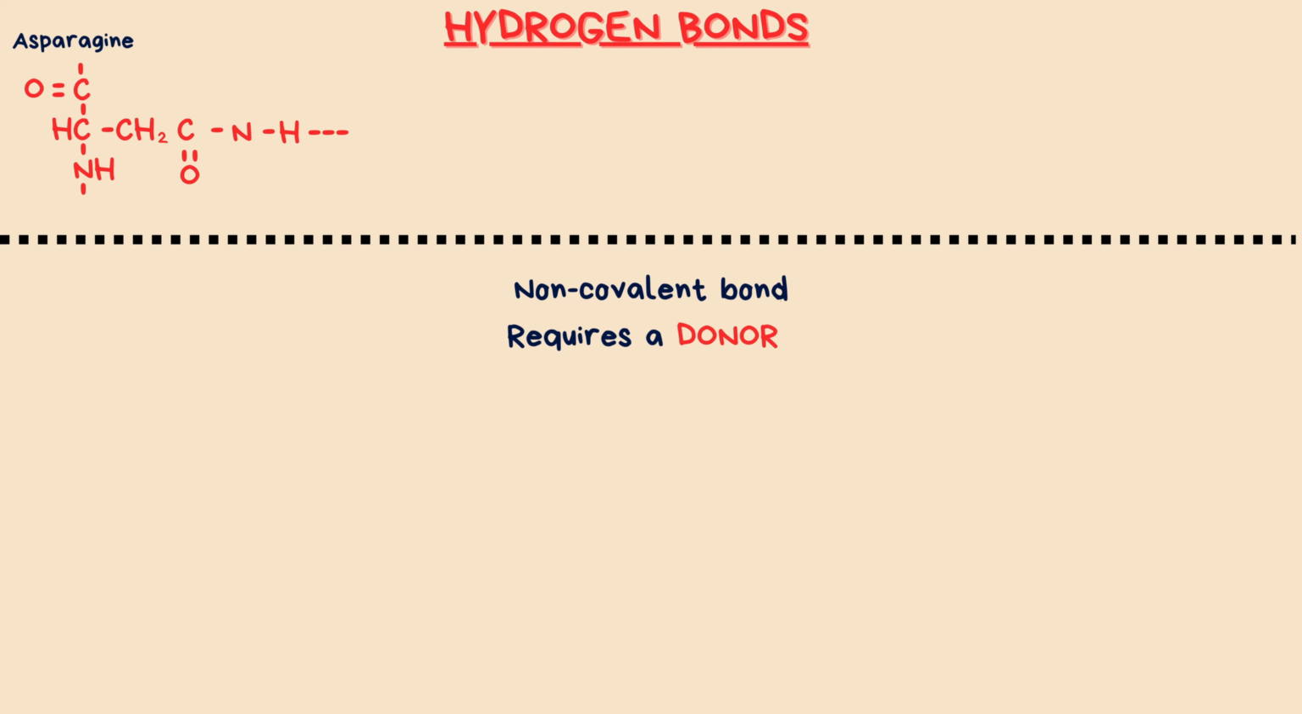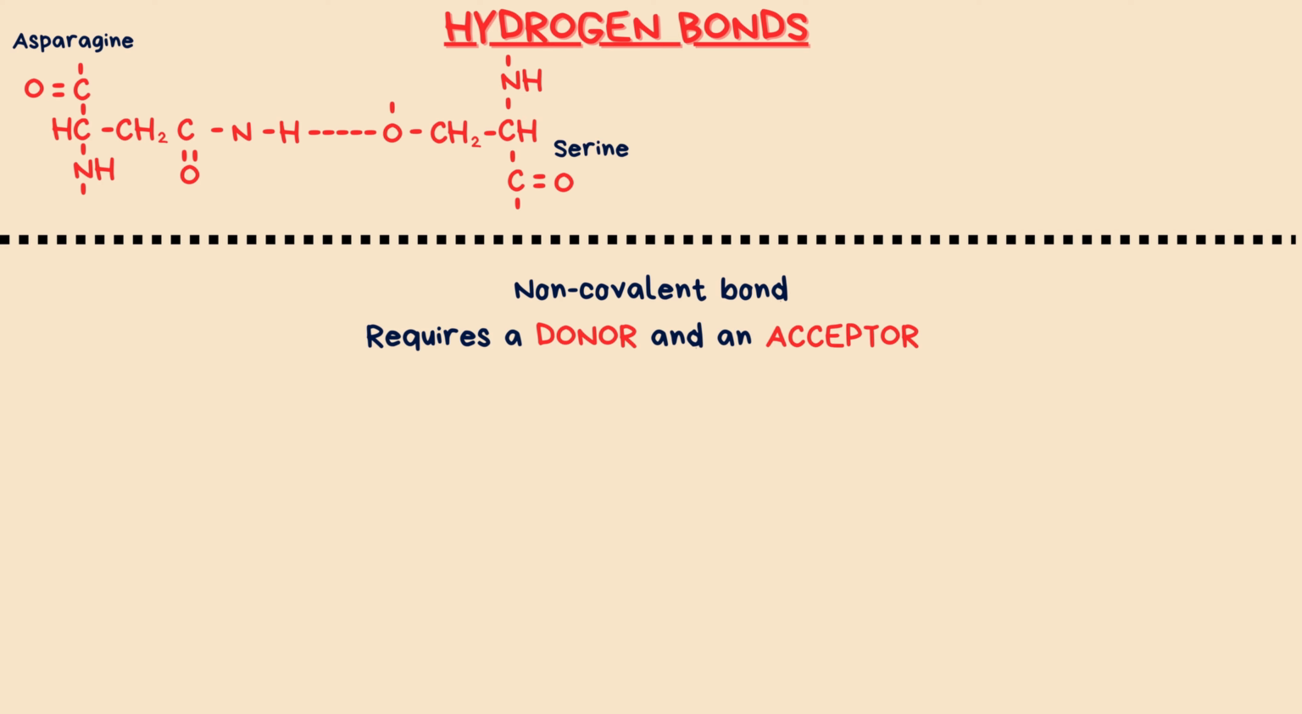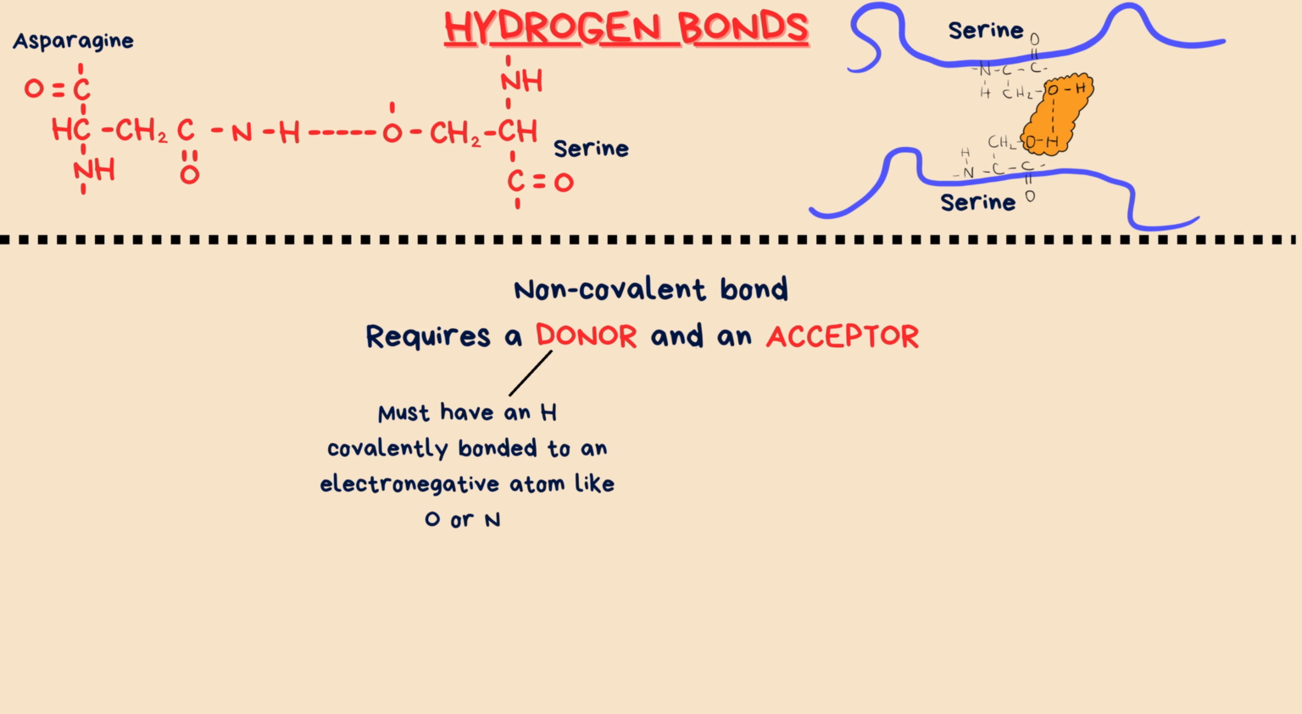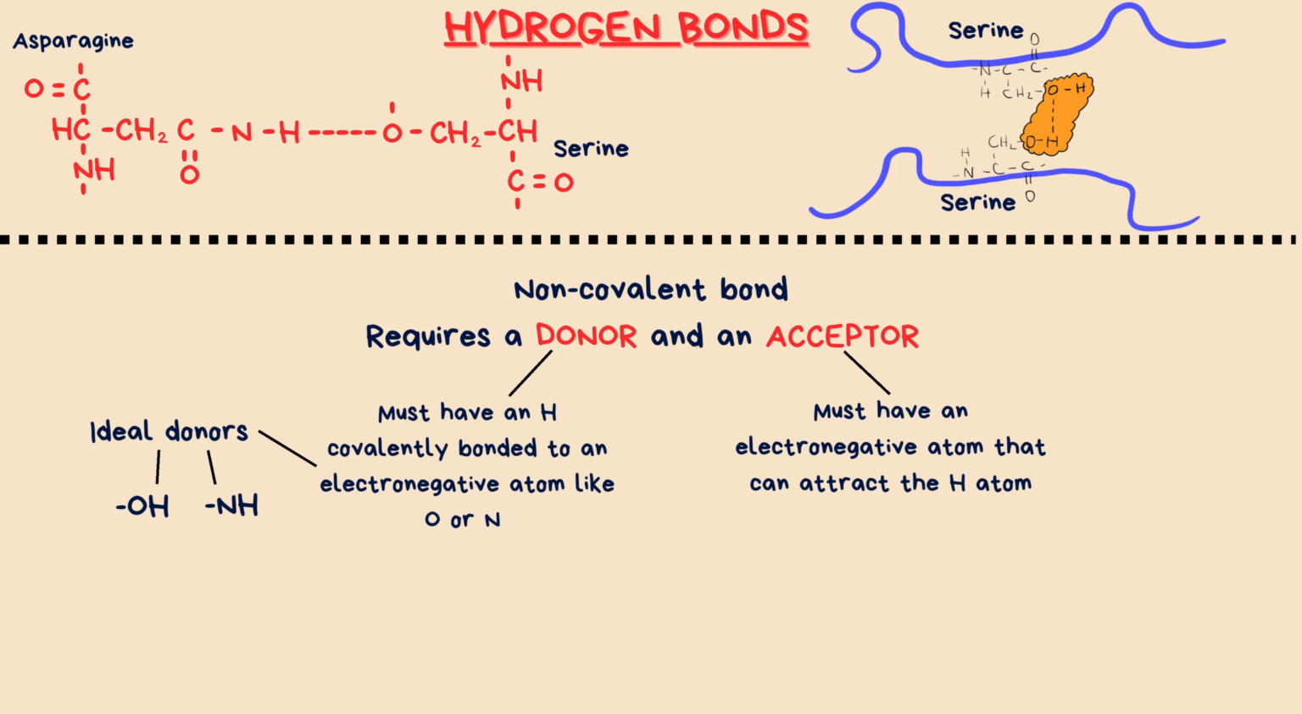In order to have a hydrogen bond, we require a donor and an acceptor, two groups in the amino acid chain that might be far apart initially, but are brought together as the polypeptide folds. The donor has to have a hydrogen atom covalently bonded to an electronegative atom, like oxygen or nitrogen. The acceptor, on the other hand, must have an electronegative atom that can attract that hydrogen. As an example, hydroxyl and amine groups make great donors, while carbonyl and sulfhydryl groups are great acceptors.